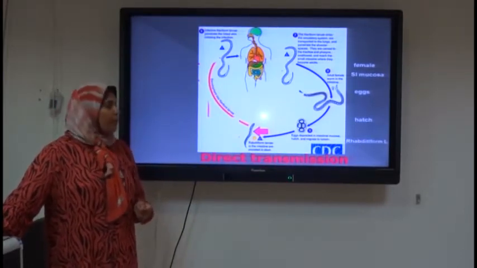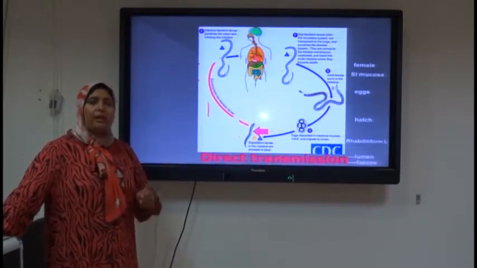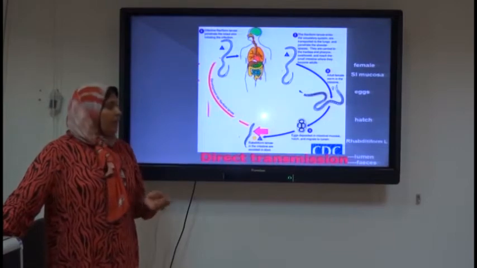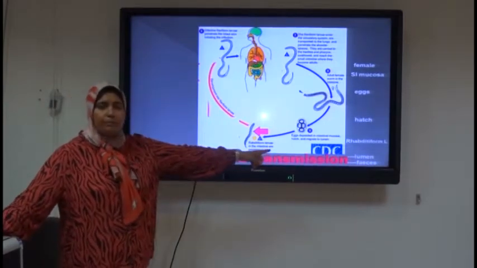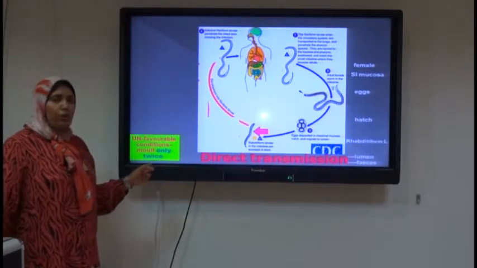The rhabditiform larvae will descend in the lumen. It will exit from the egg, and it will pass to the lumen, and it will descend with the feces of this person. When it descends, it will go to the soil.